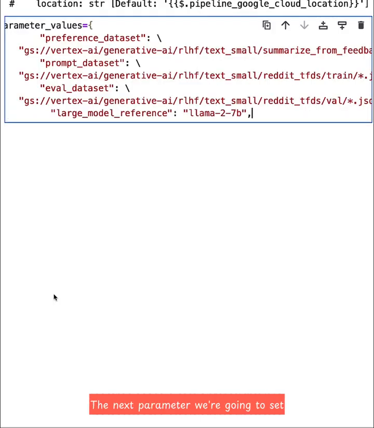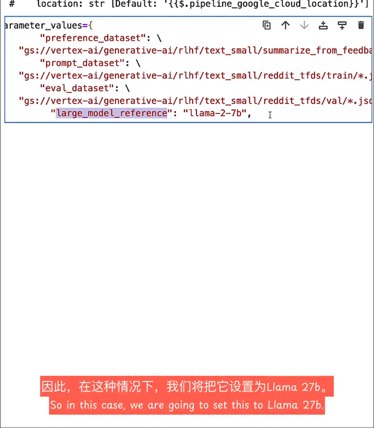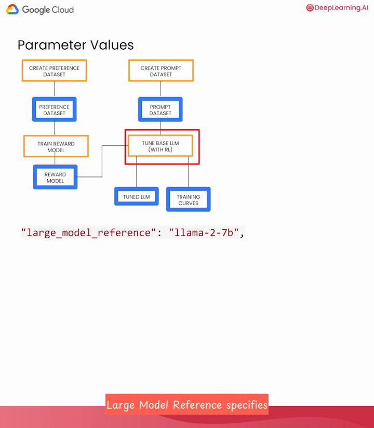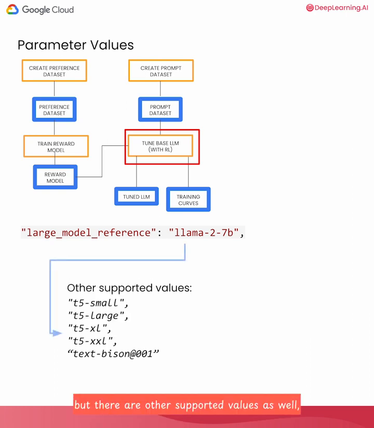The next parameter we're going to set is called large model reference. So in this case, we are going to set this to llama 2 7B. Large model reference specifies which large language model we want to tune. Again, in this case, we're using the open source llama 2 model, but there are other supported values as well, including TextBison and the T5X family of models.